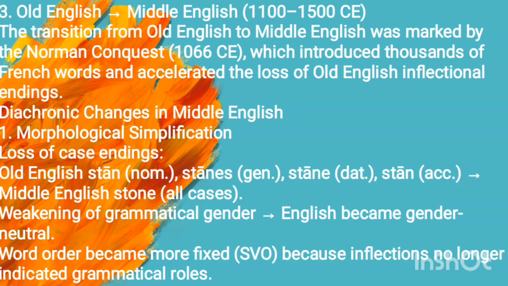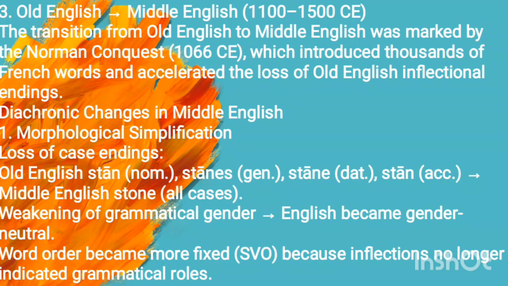Third one is the shift from Old English to Middle English, that is 1100 to 1500 CE. The transition to Middle English was influenced by the Norman Conquest. It started from 1066 CE, which introduced thousands of French words and grammatical simplification. Diachronic changes in Middle English. First one is morphological simplification, that is the loss of case. In Old English, stan, stanes, stane, stan. In Middle English, stone in all cases.